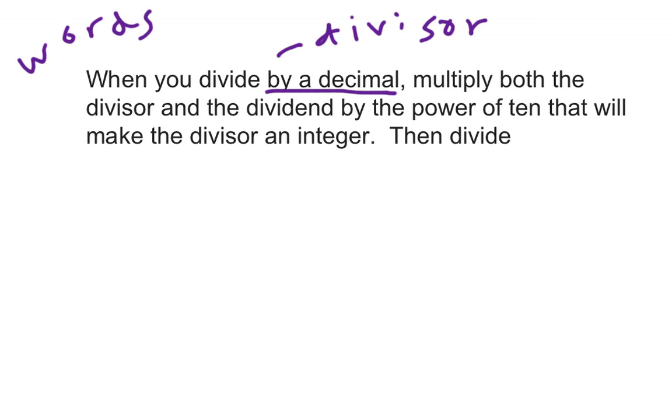control the situation. You're going to have to make an adjustment with the divisor, and anytime you change the divisor, you're going to have to change the dividend also. And you're going to multiply them both by the same power of 10. And your whole point is to make the divisor an integer. So you're making the divisor an integer.